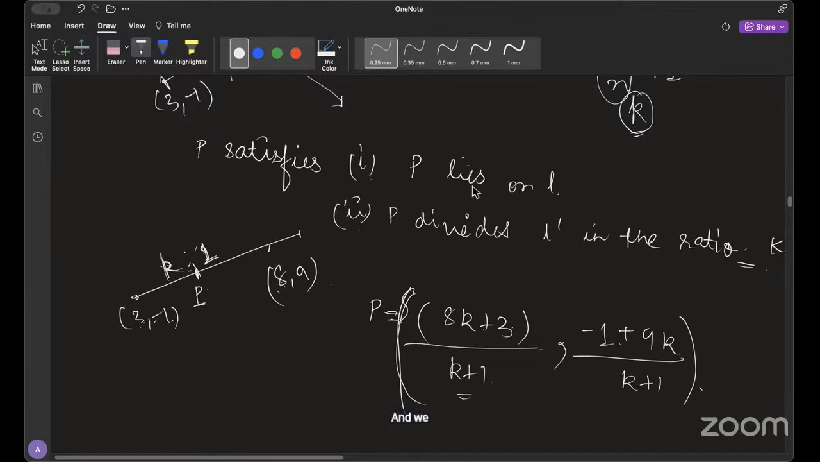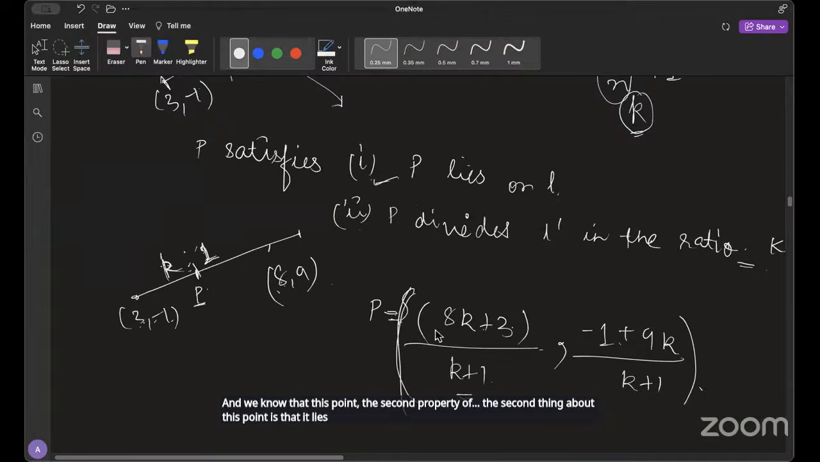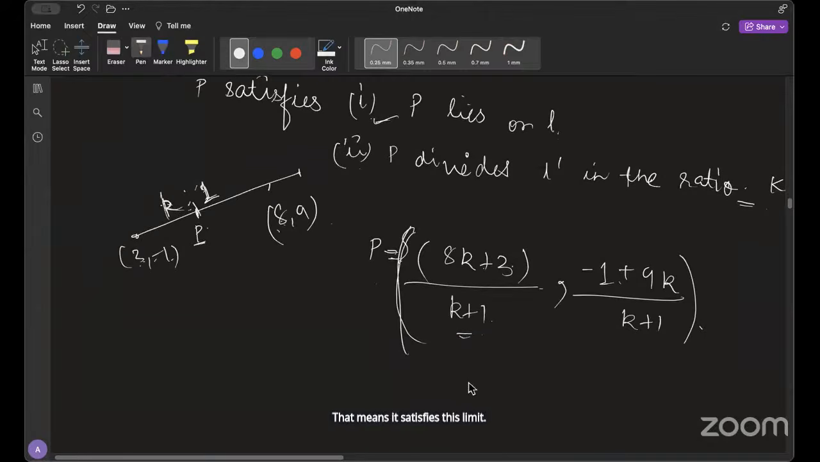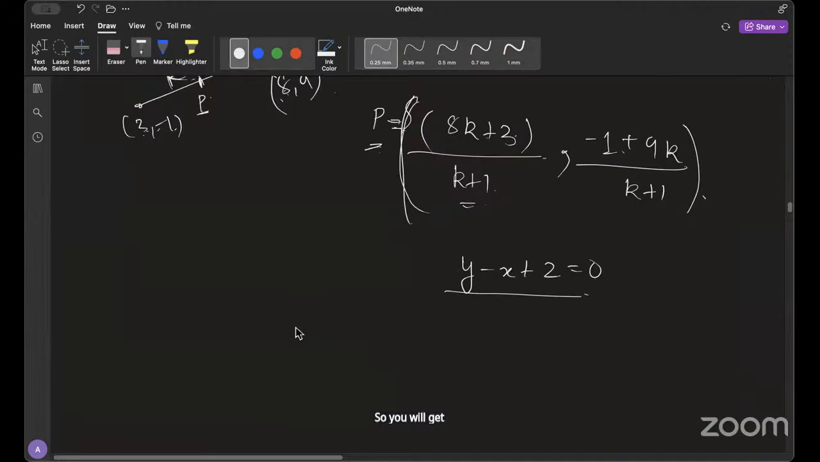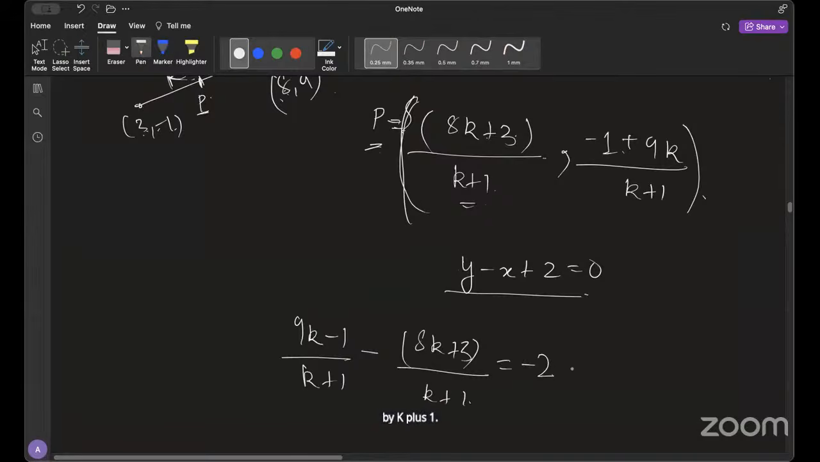And we know that the second thing about this point is that it lies on the line L. That means it satisfies this line. What was the line? Y minus x plus 2 equals 0. That means this point P satisfies this line. Now you put these values here. So you will get (9K minus 1) by (K plus 1) minus (8K plus 3) by (K plus 1) equals minus 2, right?